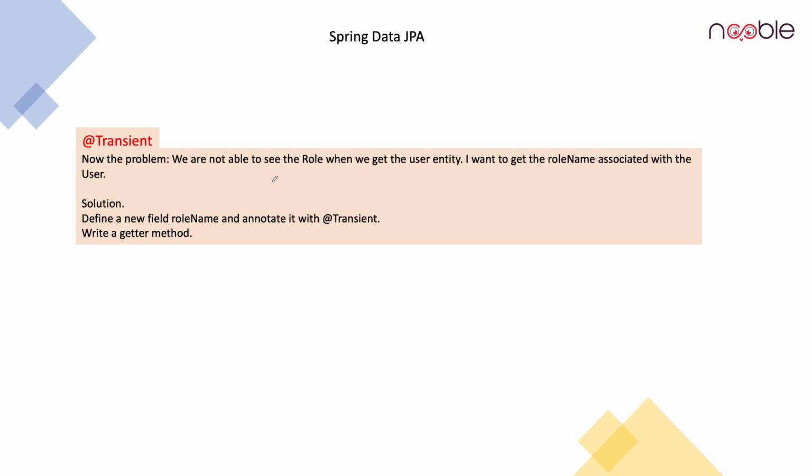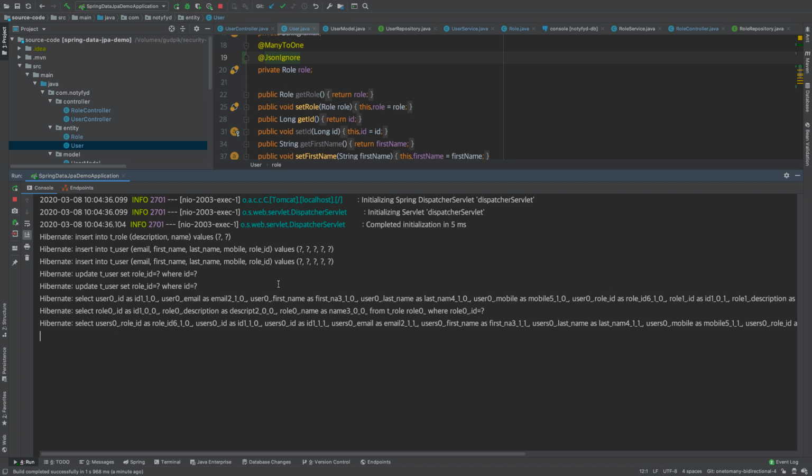See, the problem is we are not able to see the role when we get the user entity. As I told you, I am just reading it out. I want to get the role name associated with the user. The solution is to define a new role field, role name, annotate it with transient, and write the getters and setters.